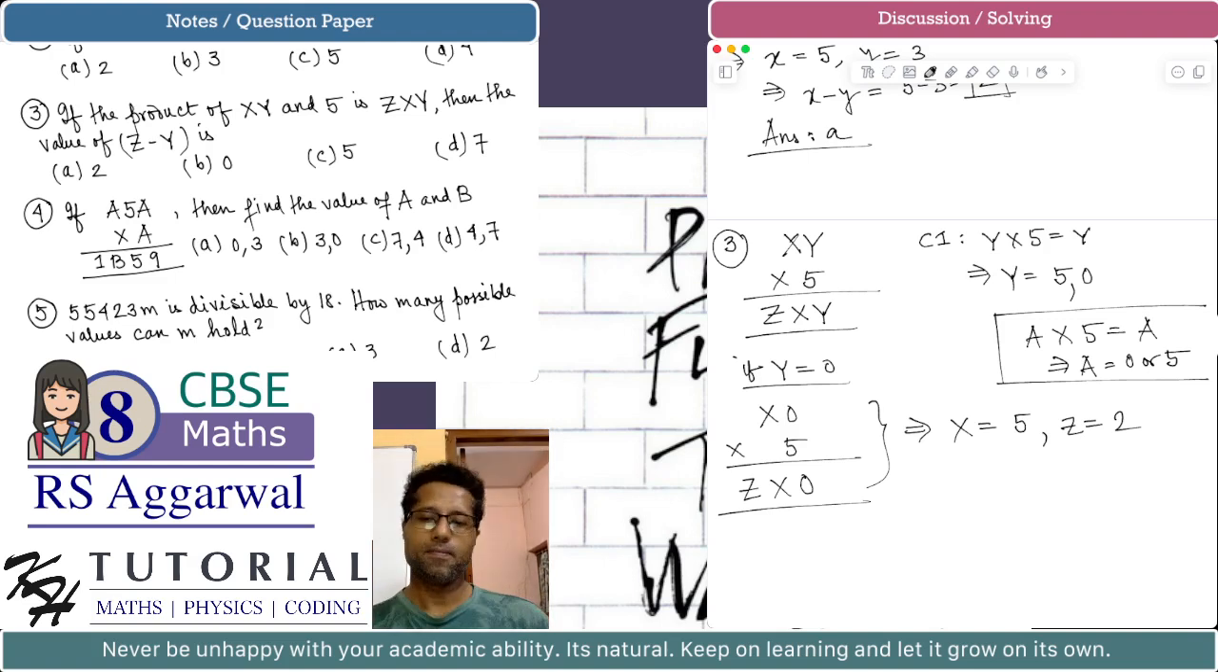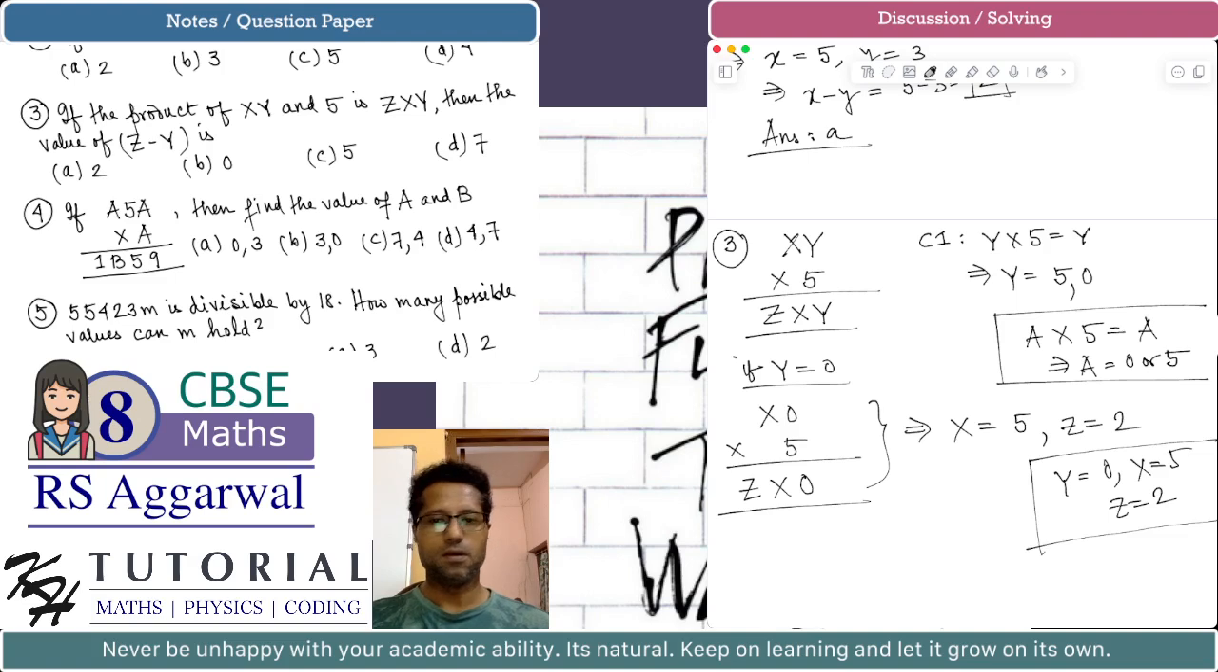If x is 5, then 50 multiplied by 5 is 250, and in that case z can be 2. So y equals 0, x equals 5 and z equals 2 is a possible solution. We have been asked to find the value of z minus y. So in this case, z minus y will be 2 minus 0 equals 2.